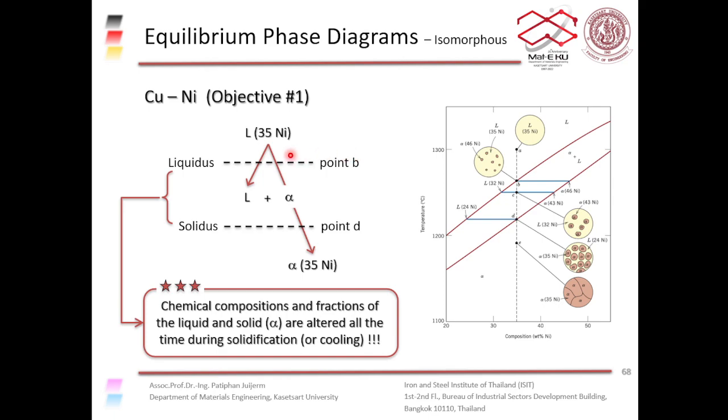And as you can see from the previous slide, as you cool down from the liquid phase and go below the liquidus line at point B, you start to get liquid plus alpha. Then when you go below the solidus line, you get completely the alpha phase. And as you can see in the previous slide, the chemical composition of the alpha and of the liquid phase changes all the time during solidification, right?